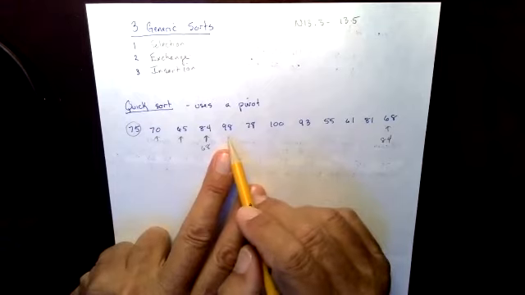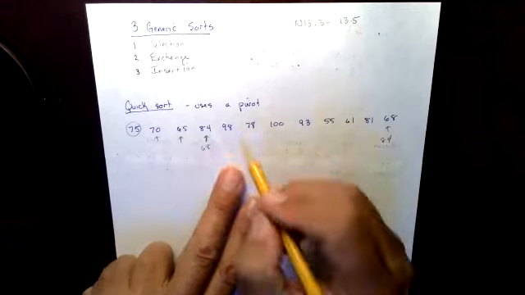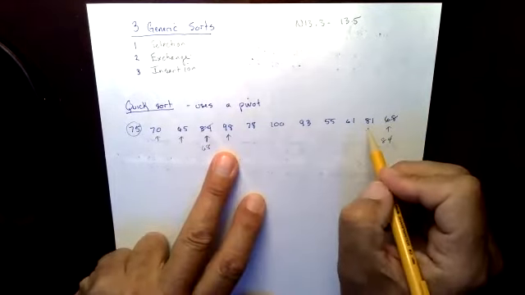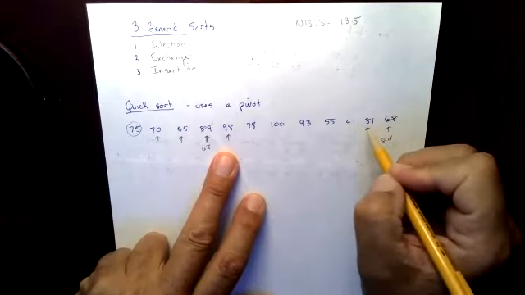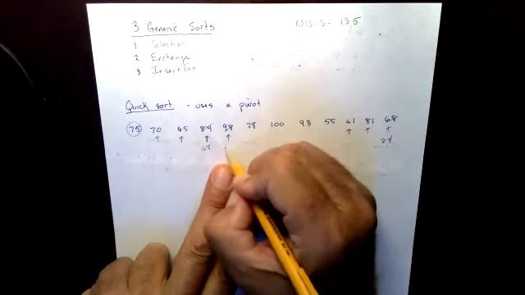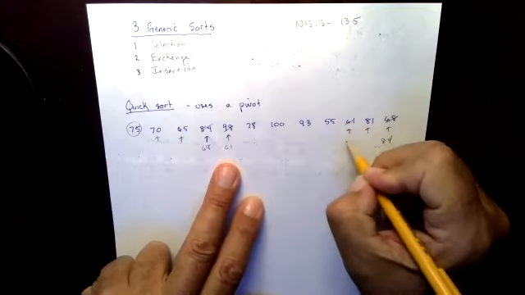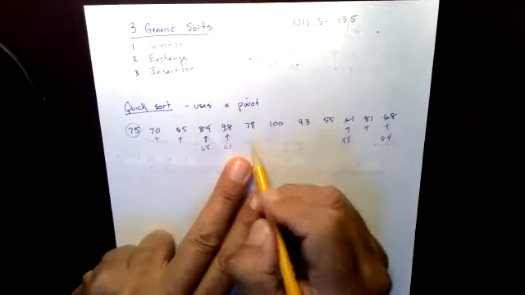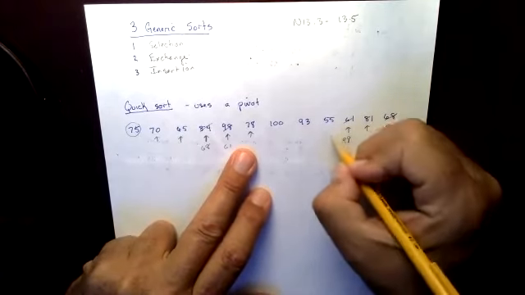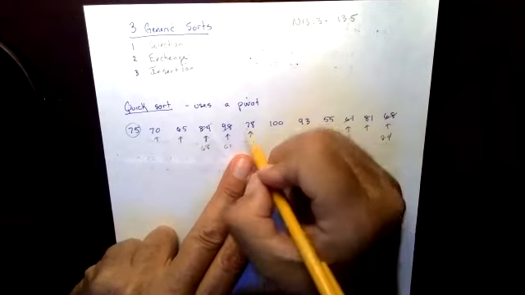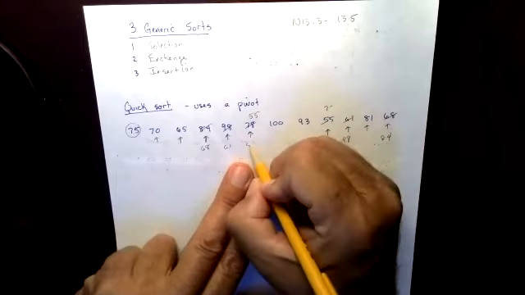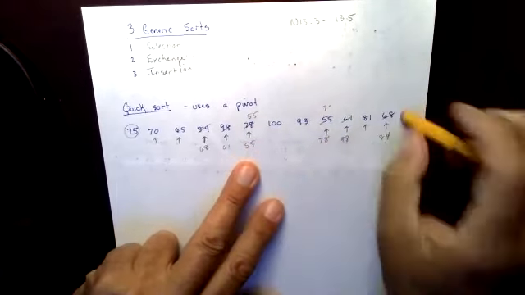Is this 98 less than the 65? No. So I pause there. I come to the end. Is 81 less than? No. Is 61 less than? The answer is yes. So I swap them. 61. This becomes 98. Come back to the left. Is it less than? Nope. So I stop there. I come here. Is it greater than? Nope. So I swap them. This becomes 55. This becomes 70. Why am I writing them up there? 55. And that becomes 78.